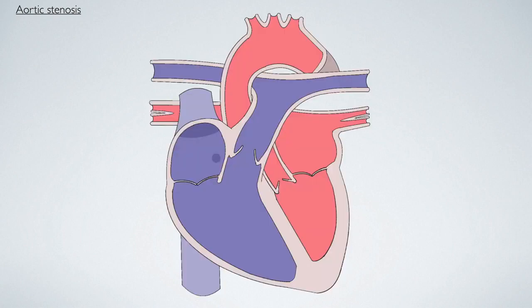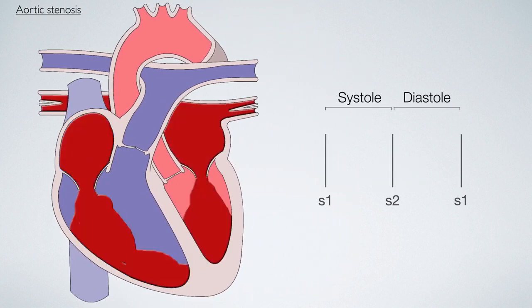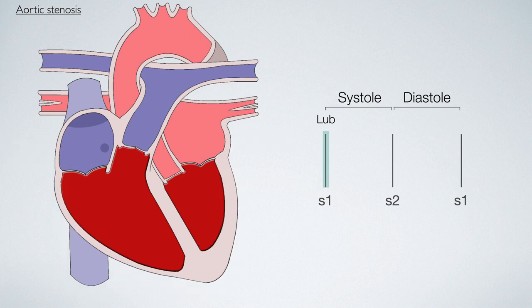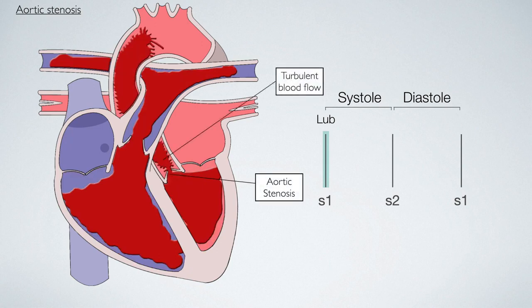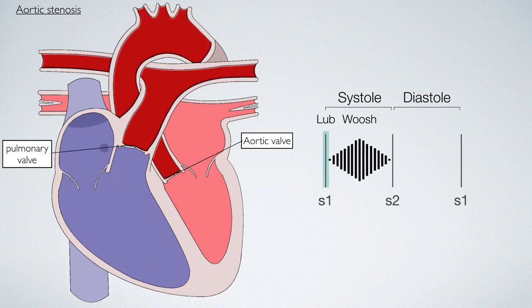This murmur is produced by the abnormal narrowing of the aortic valve. Let's take a closer look now at how this occurs. Blood flows from the atria into the ventricles, and the first heart sound is produced by closure of the tricuspid and mitral valves. Systole then occurs where the ventricles contract, and this forces blood through the pulmonary and aortic valves. Narrowing of the aortic valve creates turbulent flow through the aorta. It is this turbulent blood flow that produces our crescendo-decrescendo murmur. Finally, the S2 heart sound is produced by closure of the pulmonary and the aortic valve.